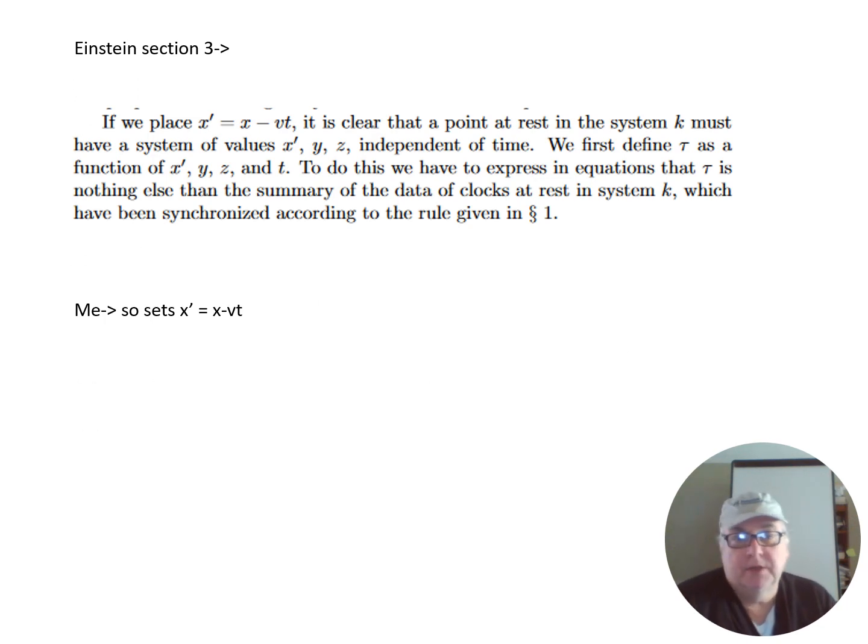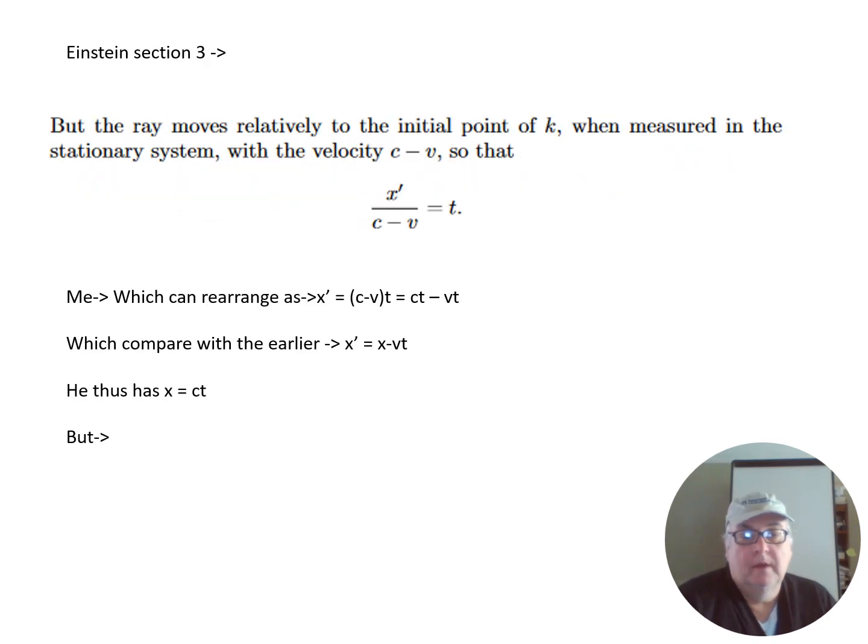And so this is in section 3 of Einstein's paper, and he says that if we place x prime equal to x minus vt, then further on in section 3 he goes on to say that x prime divided by c minus v equals t, and you can rearrange that to be x prime equals ct minus vt, and then earlier he said x prime equals x minus vt, so that therefore leads you to conclude that x equals ct, and that's in section 3.